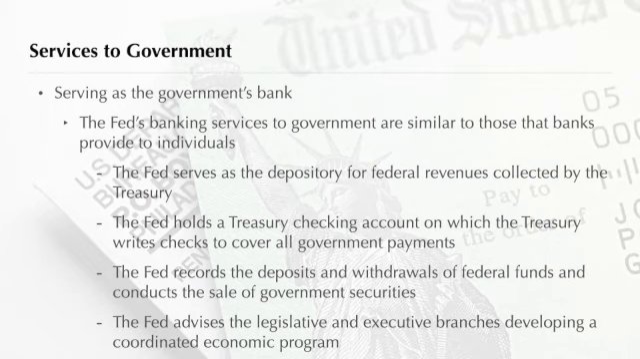Second, the Fed holds a Treasury checking account on which the Treasury writes checks to cover tax refunds, Social Security payments, and all other government payments. Third, the Fed records the deposits and withdrawals of federal funds and conducts the purchase and sale of government securities such as Treasury bills. Finally, the Fed advises the legislative and executive branches of government on developing a coordinated economic program.